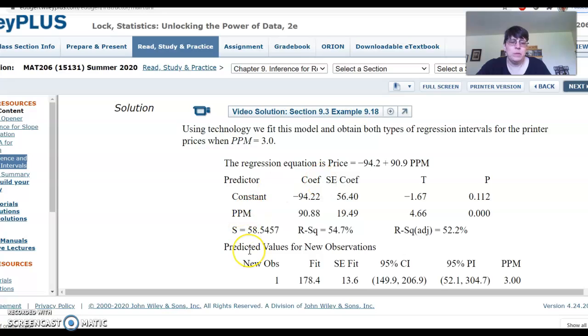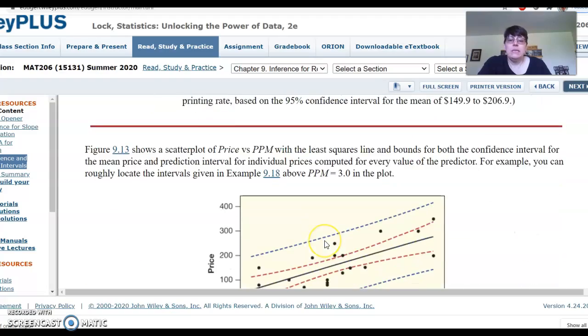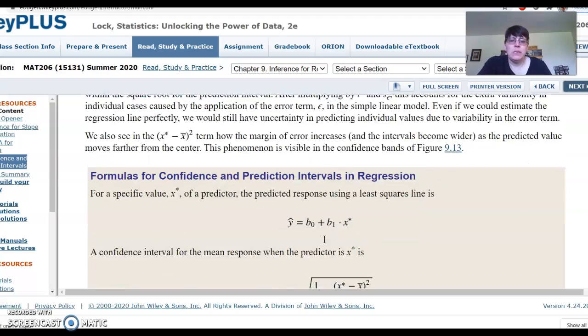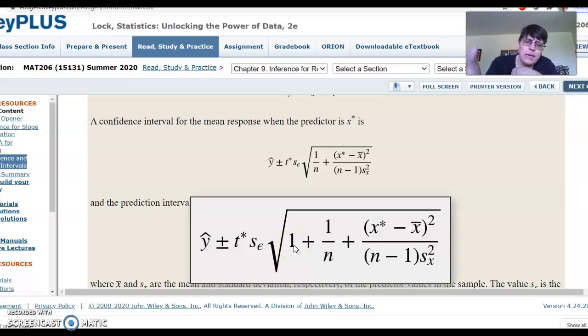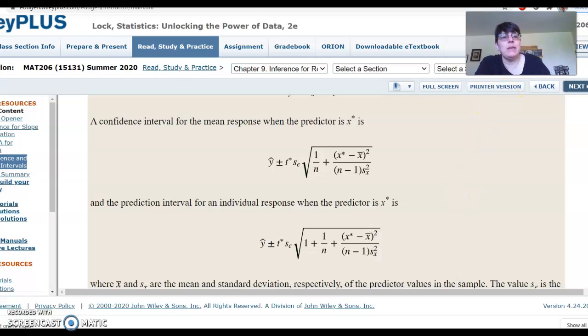Now, when they're doing this, they already have a regression equation and predicted values, but this isn't given to us. So I came down to the formula for prediction interval, and I noticed that we need a y-hat, a t-star, the standard deviation of errors, the average of x, and the standard deviation of x. It's really easy to get the average of x, the standard deviation of x, and actually y-hat. That's not too bad. So t-star comes from StatKey.